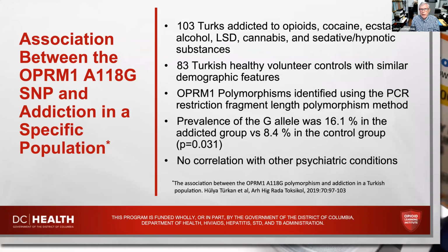Now, in Turkey, they actually looked at 103 Turks who were addicted to all kinds of drugs, including opioids, and they compared them with 83 healthy controls. And what they found was that the presence of the SNP was 16.1% in the addicted group versus 8.4% in the control group. And there was no correlation with other psychiatric conditions. So their conclusion in this particular study was that, yes, these people are more prone to addiction.